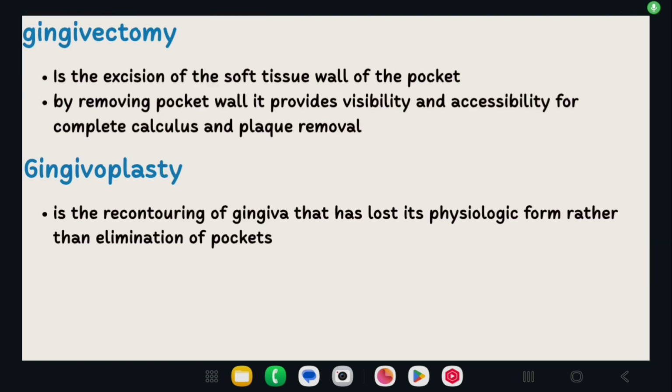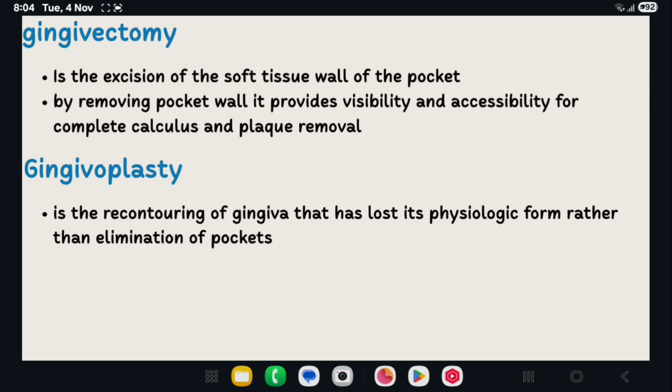Gingivectomy means the excision of the soft tissue wall of the pocket, and it is done by removing the pocket wall. It provides visibility and accessibility for complete calculus and plaque removal. So it means surgical removal of diseased gum tissue or gingiva, and it is usually done to remove the pocket and large gums or fibrous tissue.